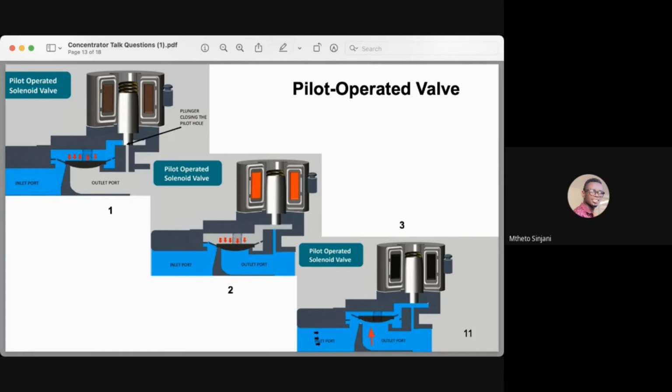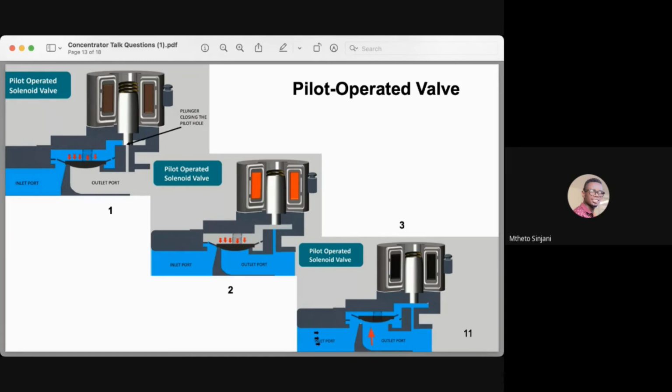So in step number 2, the solenoid valve is now energized. The plunger goes up, and then a little amount of air passes through the pilot hole going to the outlet port. After that, over time, the pressure builds in the outlet port that creates a difference in pressure between the inlet port and the outlet port, pushing up the diaphragm, and then the air now passes through to the outlet port.